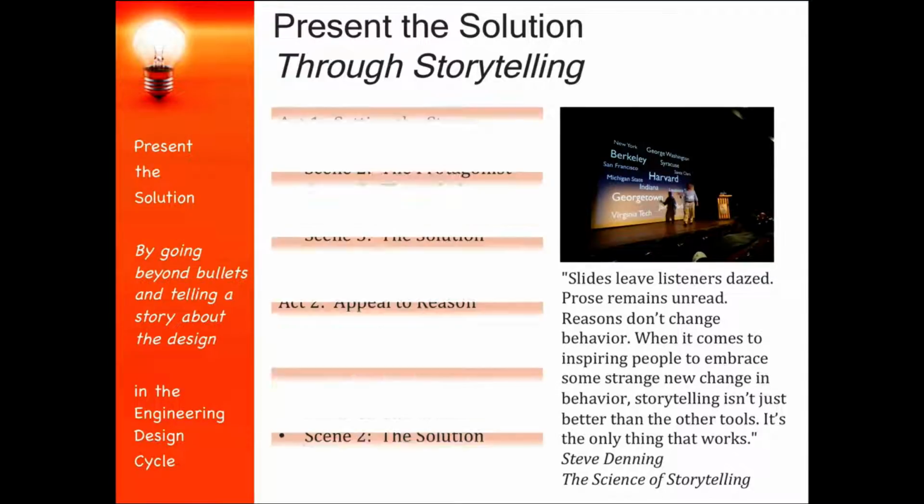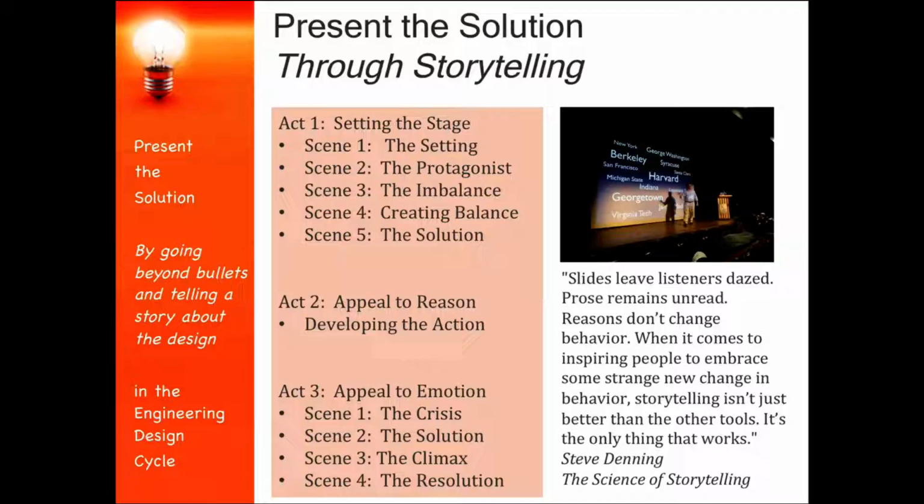There are three basic acts to a story. Act 1 and Act 3 appeal to emotion, and Act 2 provides the facts behind the problem and the solution. Act 1 serves to set the stage and explain the context of the story. Act 2 develops the action by appealing to reason, and Act 3 wraps it up by appealing to emotion and presenting the design as the best resolution to the need for a solution to a design problem.